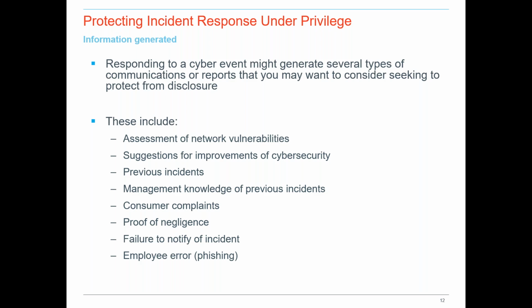There very well may be discussions and communications about previous similar incidents and how they may or may not be related to the current incident. Potentially management or the board's knowledge about previous incidents and what was done with that knowledge, potentially consumer complaints, potentially information that may be used by adverse parties down the road as some demonstration of alleged negligence. And then, there may be incidents that occurred previously that the company either did not know about or knew about and chose not to provide notifications about.